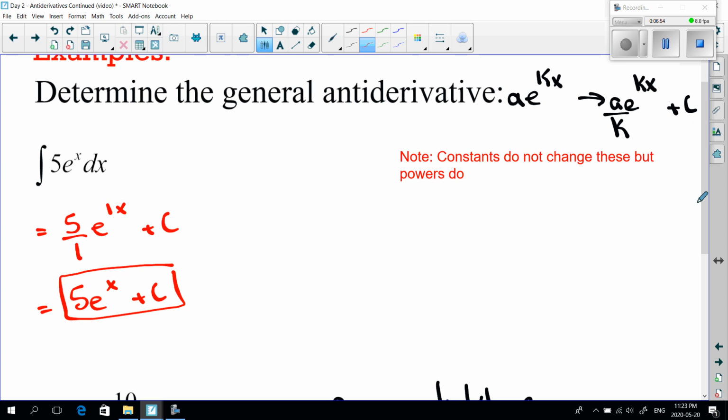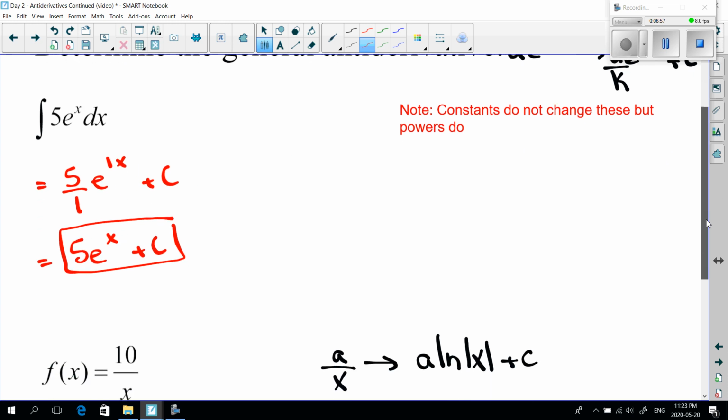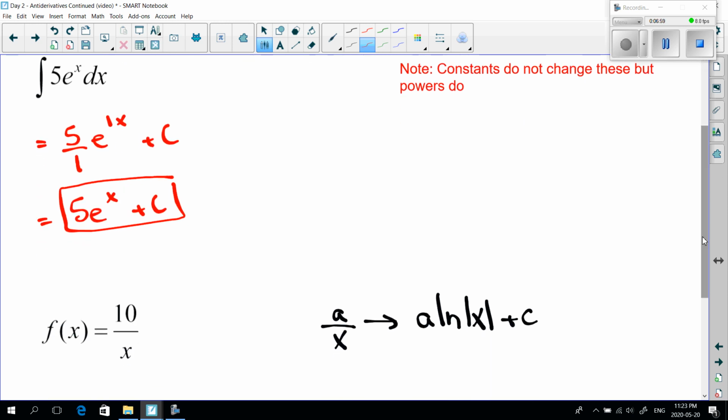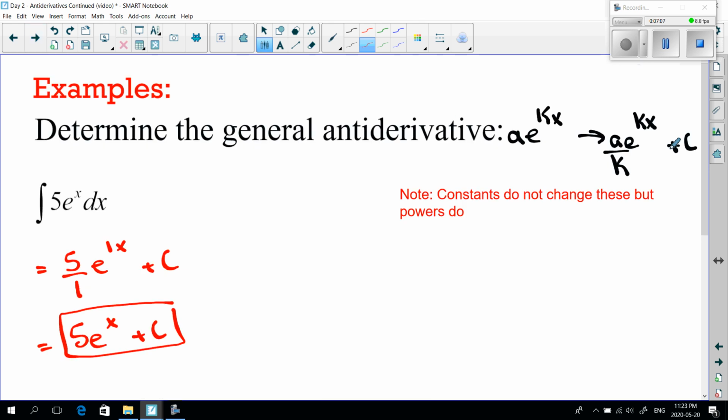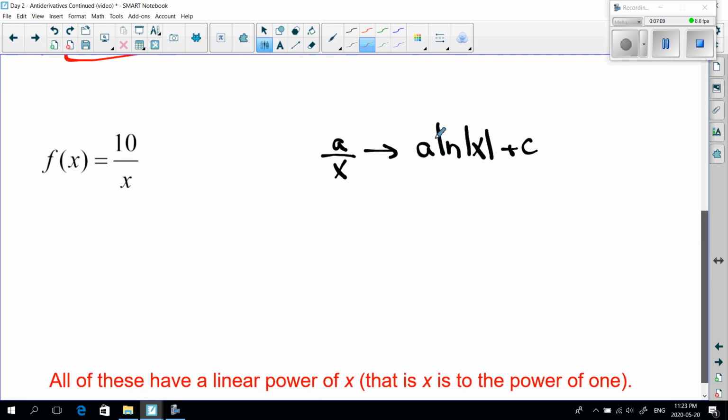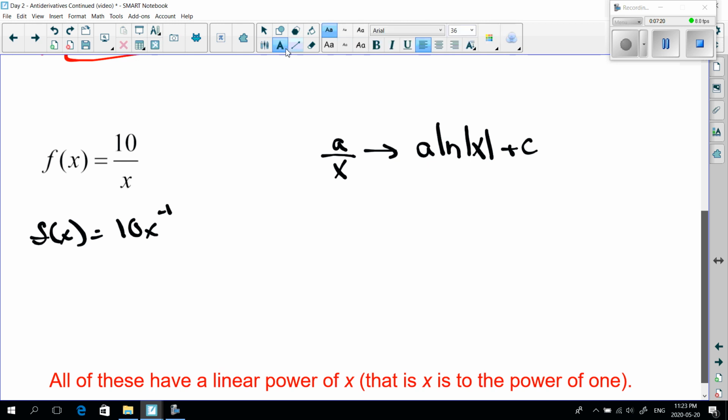So we'll start out basic. All right, we'll move into some more complicated ones as we get going. 10 over x, that's the third rule in your table of general antiderivatives. It's this one. Show you why I can't do this. So a lot of people think that I can just write it as f of x equals 10x to the negative 1, because that's what I typically do when there's an x on the bottom. And then my antiderivative, watch what happens here.